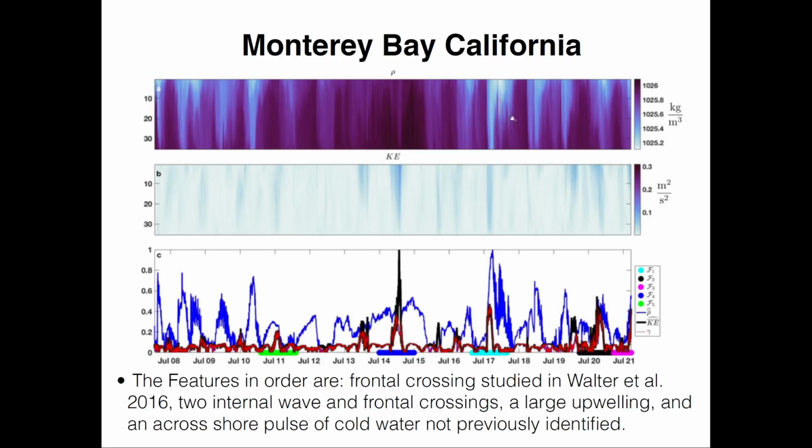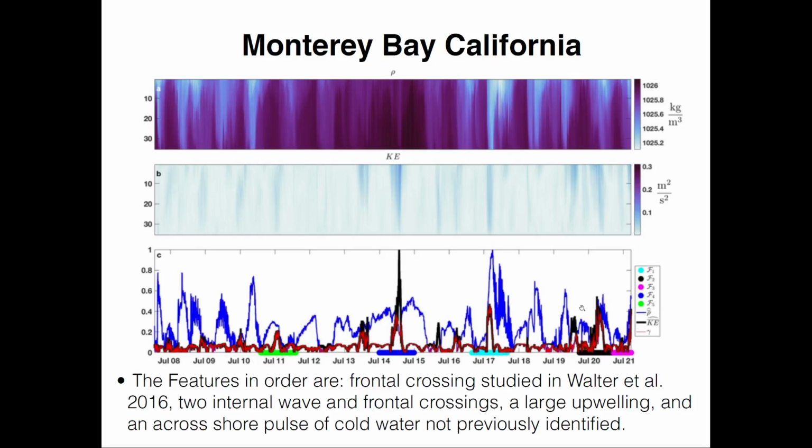Okay, so you can see this large upwelling event, the frontal crossing event studied there, along with the kinetic energy. Then two internal wave and frontal crossings, which would be the second and third right here, and you can see those right here. One's right at the end of the time series.